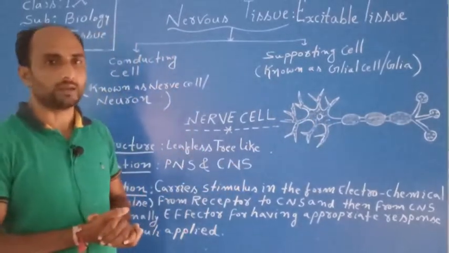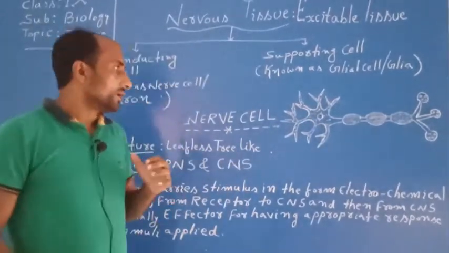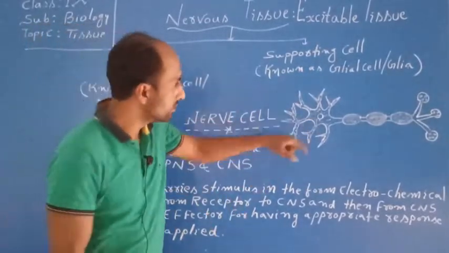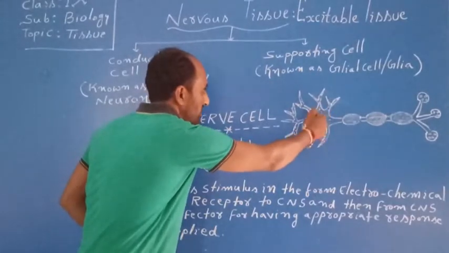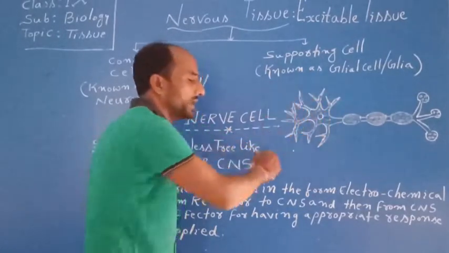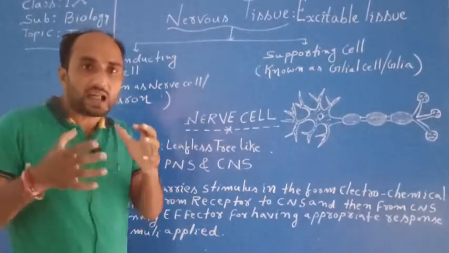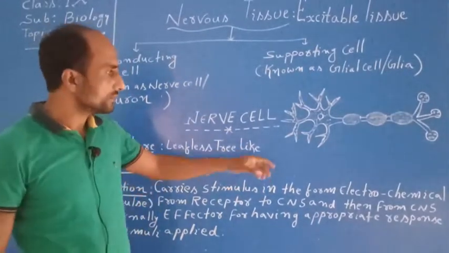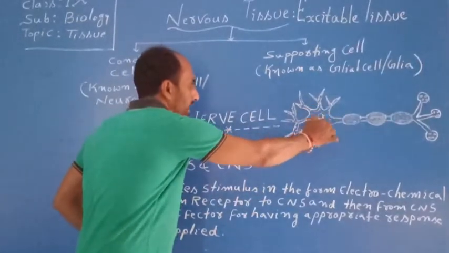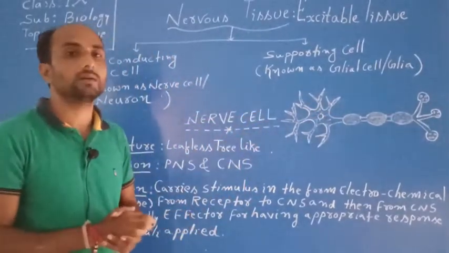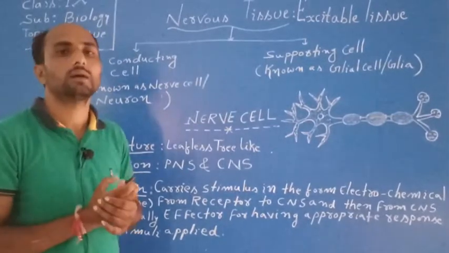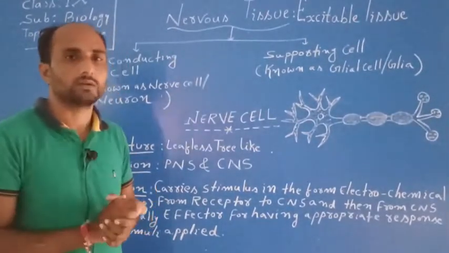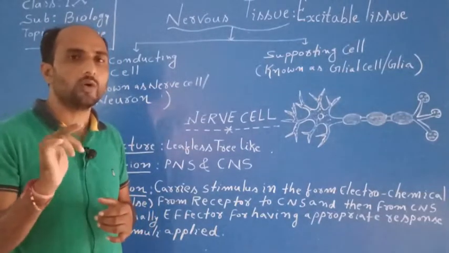At regular intervals around the axon, there is a sheath of Schwann cells, which is known as myelin sheath. Between 2 myelin sheaths, there is a gap. This gap is called the nodes of Ranvier. The node of Ranvier is the conducting part of the axon. Wherever the myelin sheath is present is the non-conducting part of the nerve cell.